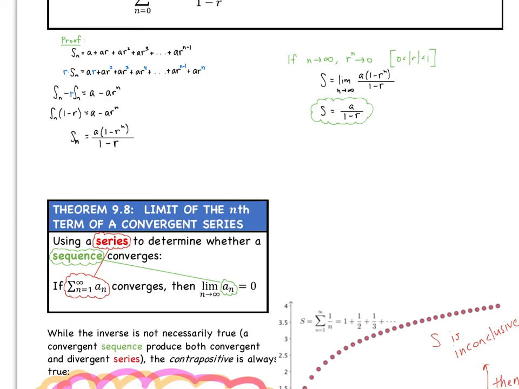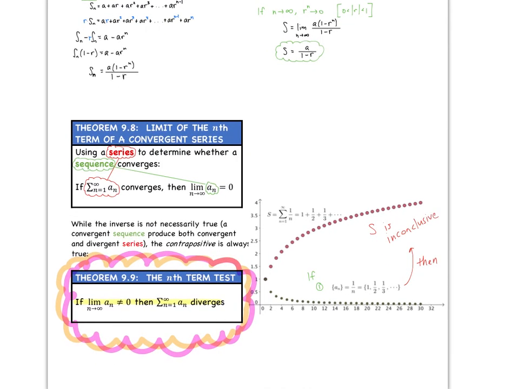So let's talk about a few other things. Theorem 9.8 says the limit of the nth term of a convergent series. What does this mean? Well, it's using a series to determine whether a sequence converges. Before, we talked about a sequence determining if the series converges or diverges. If the series converges, then we can say the limit of the sequence is 0. The converse is not necessarily true: a convergent sequence can produce both convergent and divergent series. But the contrapositive is always true, and that leads us to a very important test when we're deciding whether series converge or diverge.